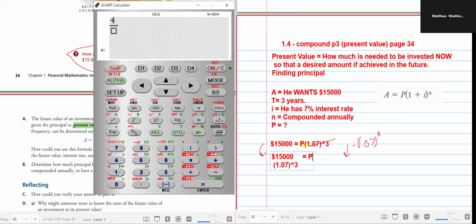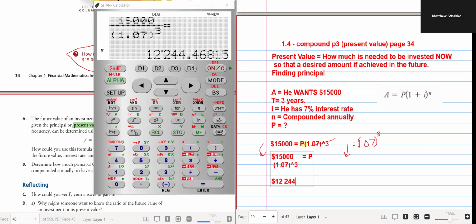Divided by, I'm going to use my fraction button, good. Divided by 1.07 to the power of 3. And I can see it's going to spit out an amount of $12,244.46 is equal to P. So this is saying that if you invest this much money, 12,000 and some dollars, over 3 years at 7%, you will then end up with $15,000. So that's what this is saying here. Okay.